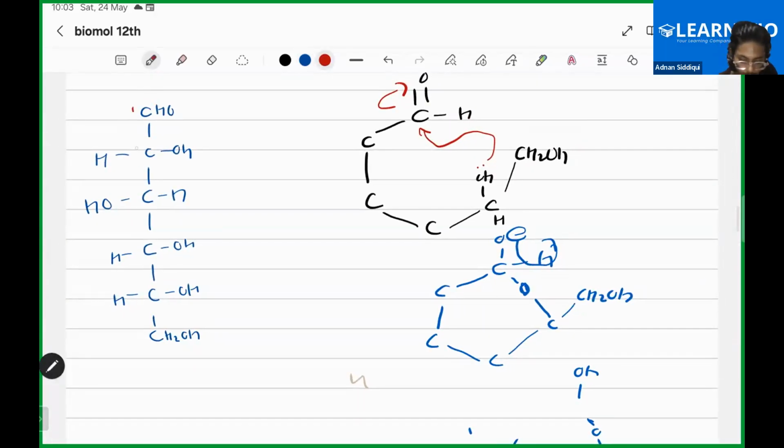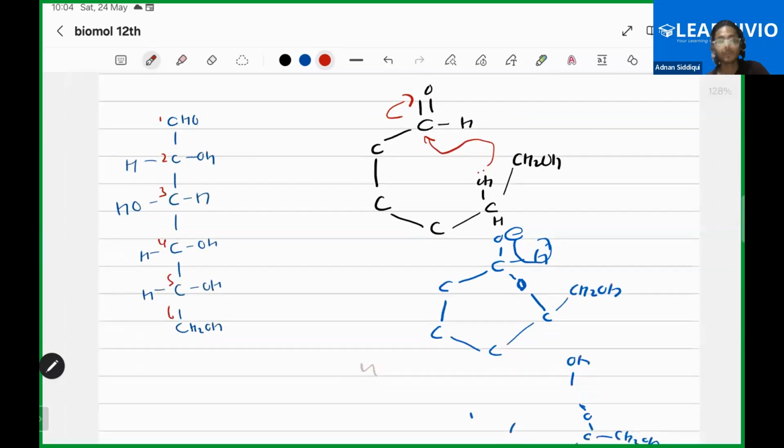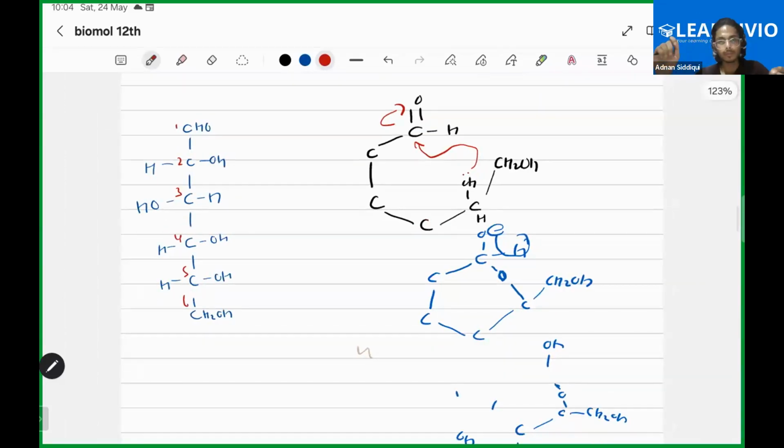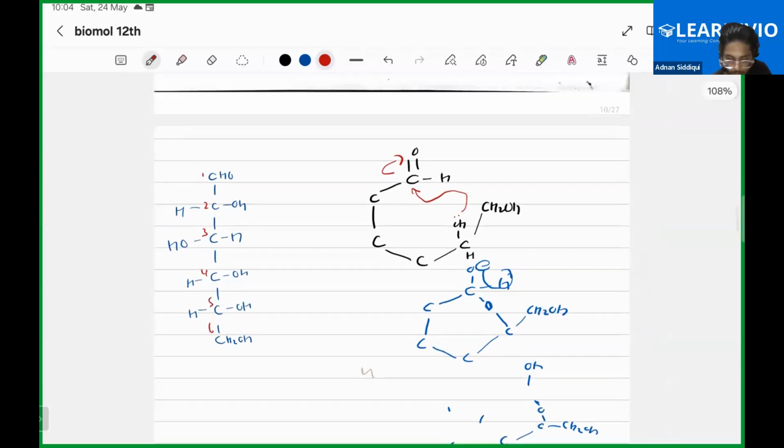So try to think. We need to connect somehow, one, two, three, four, this fifth carbon with the first one. So what are we going to do? We are going to rotate this straight chain. This chain is flexible, so we can rotate it like this. So if we do that, what we are going to see is this.